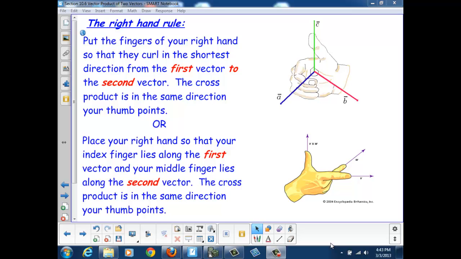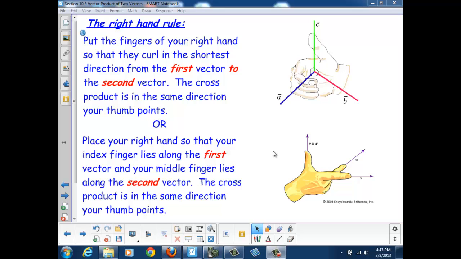So if you look at this diagram right here, you can see that I start by placing my right hand pointing in the direction of A so that I can curl around into B, which forces my thumb to point straight up in the direction of C.